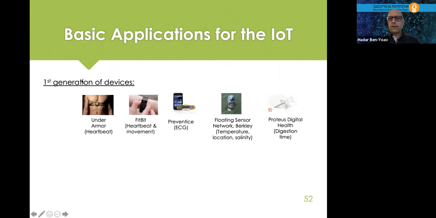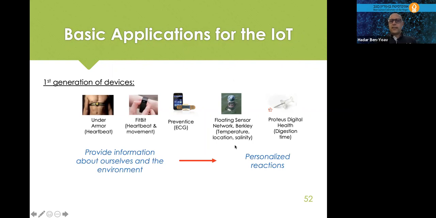But all those kinds of sensors provide information about the person or about the environment, continuously measuring the person. And from that, you can understand more about the situation of each person and have a more personalized understanding of the physical status of the person, that will enable personalized reactions, so you can directly know how to address the current situation.